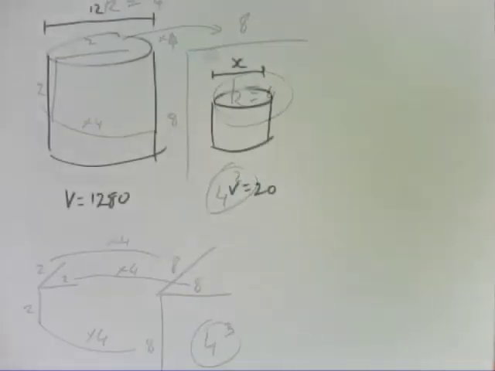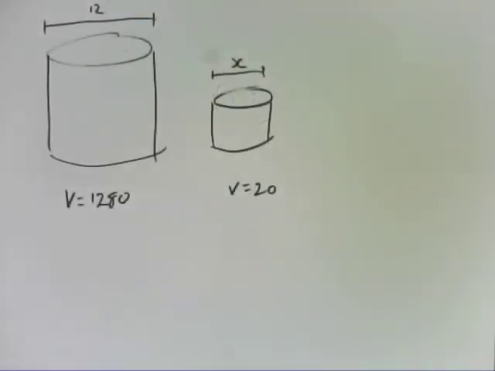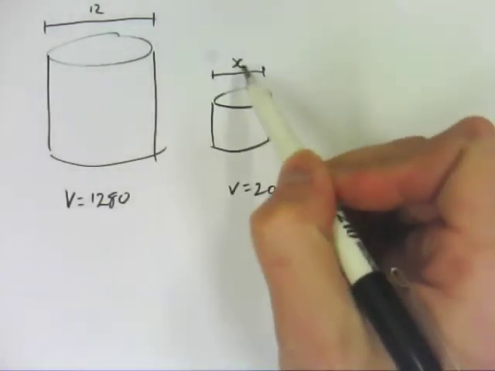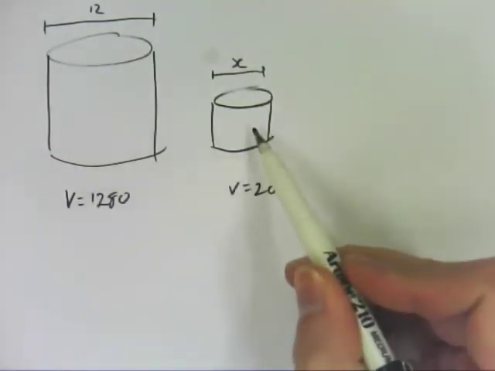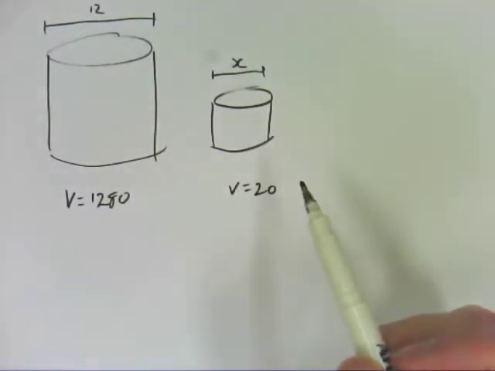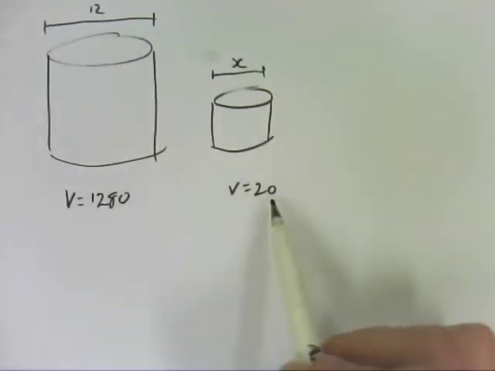So how does this help us? Knowing that scale factor and how that works in 3 dimensions is going to help us with a question like this, which is actually question 6D out of exercise 7G in your book. So we need to find x. We have the volume of the large cylinder, we have the volume of the small cylinder, and we have the length of the large cylinder. So we need to work out the scale factor here.